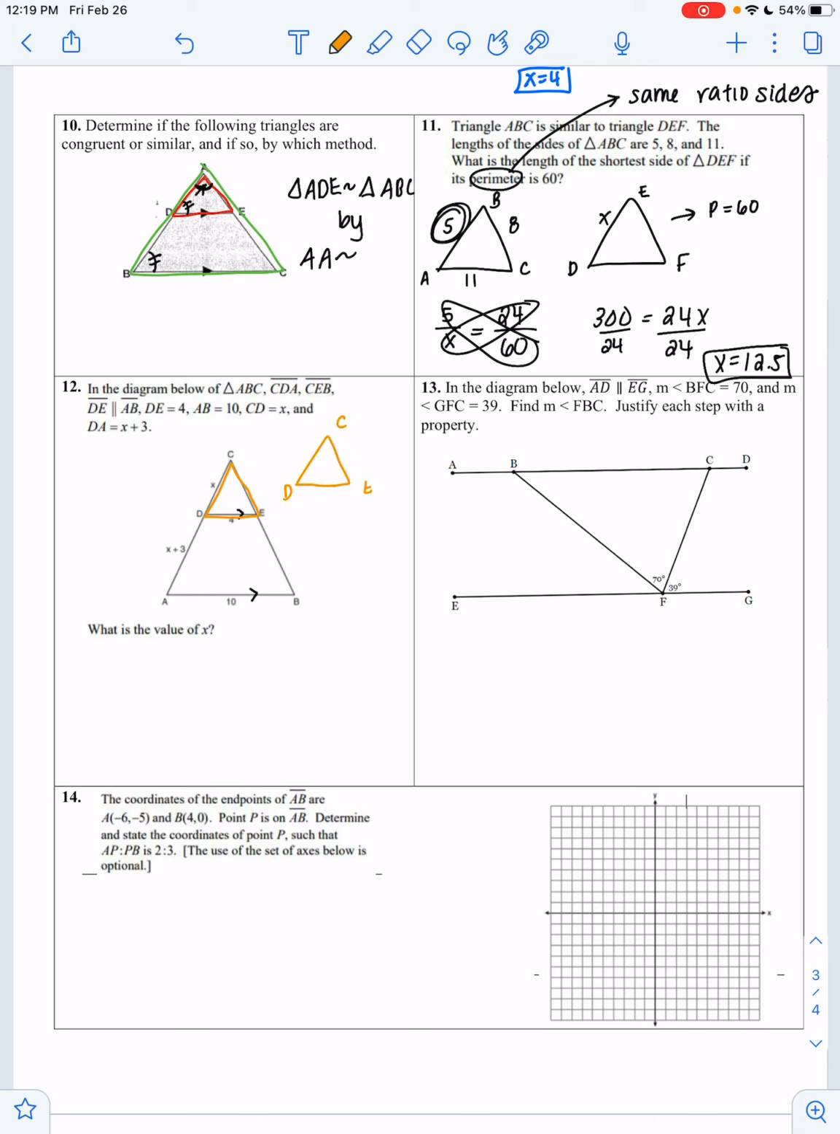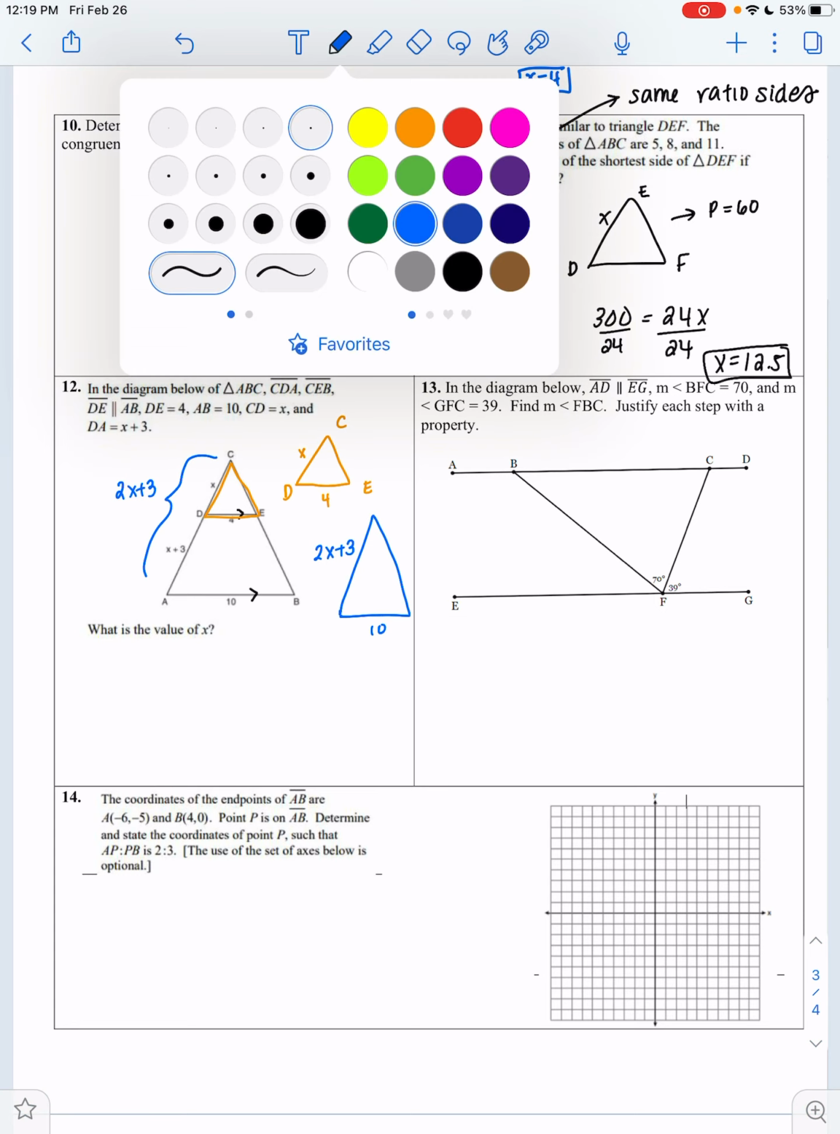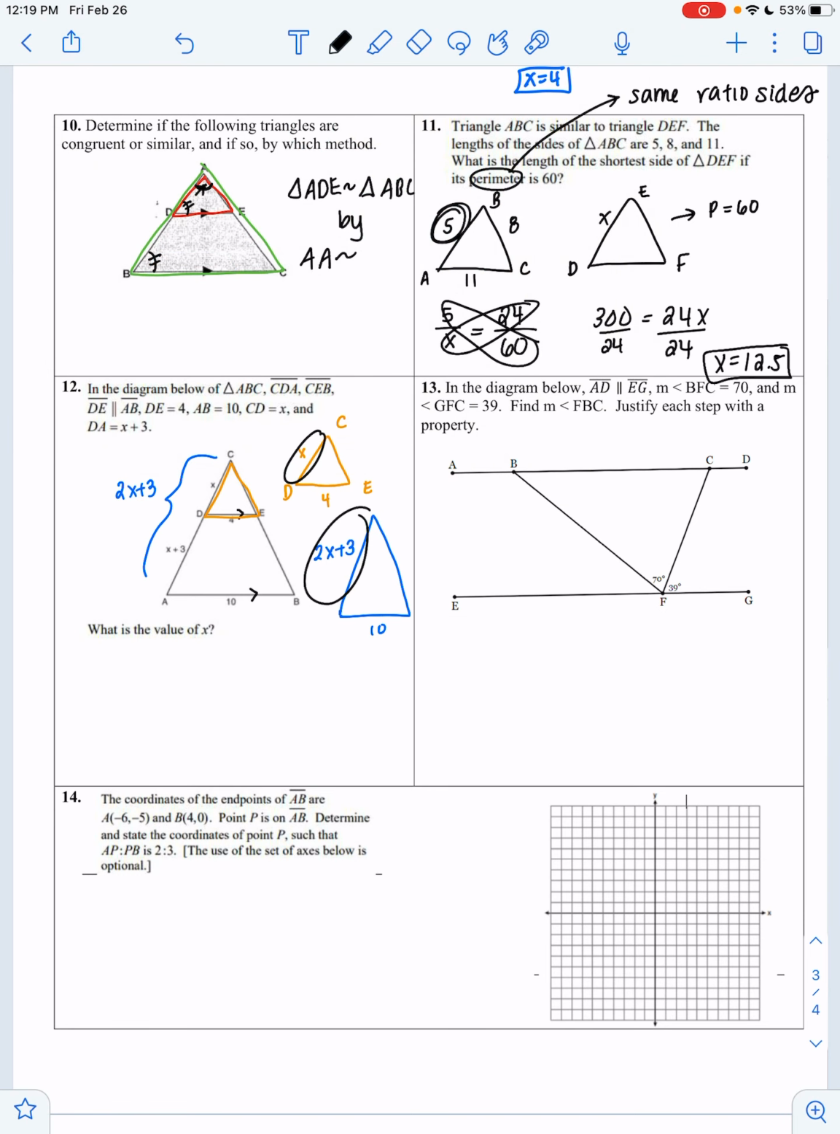So CDE, that's one of my triangles. And the other triangle is going to be the big triangle on the outside. I know that the bottom is 10, but this entire side, I need to add up those two pieces to figure it out. That's going to be 2x plus 3. So this is 2x plus 3. So now I can set up my proportion. X over 2x plus 3 is equal to 4 over 10.